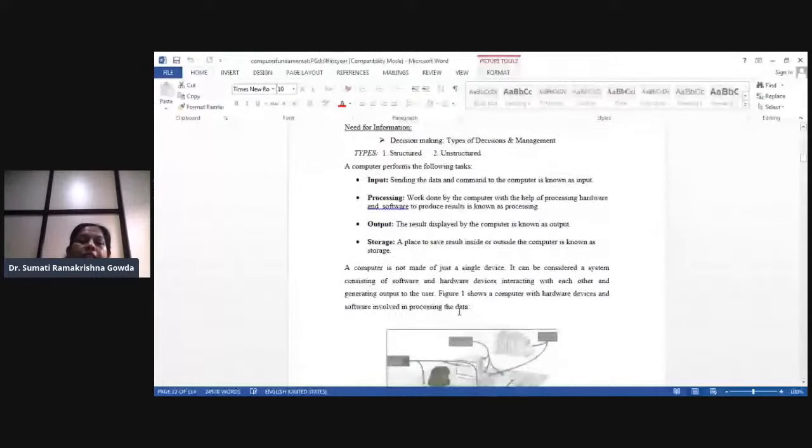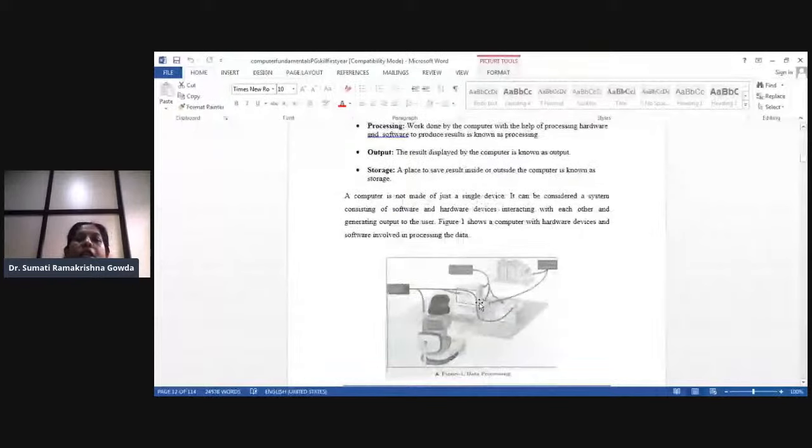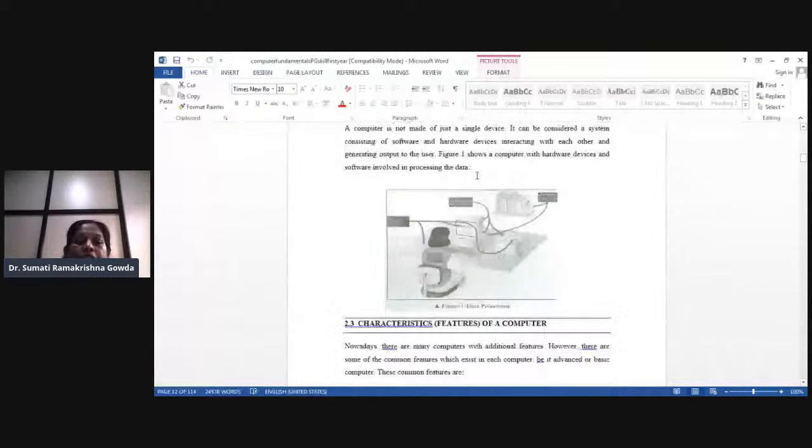Storage means a place to save results inside or outside the computer. You can see here, this is the data processing. Here data is there, then this is the printer, this is the software. Data processing involves all this.